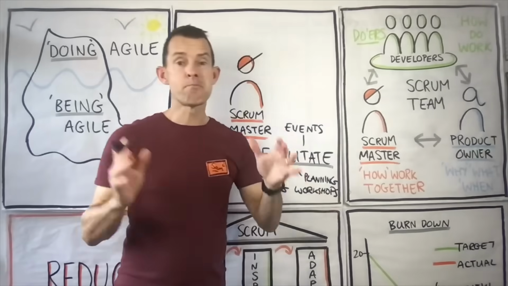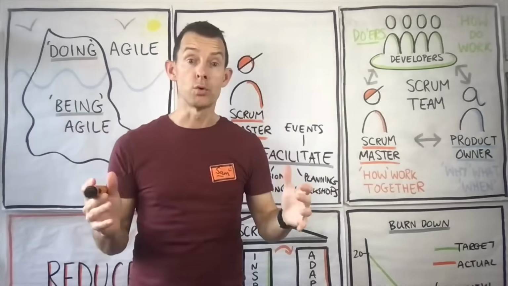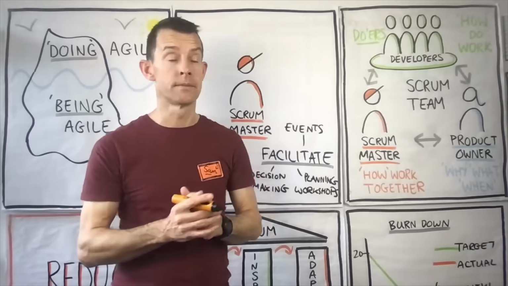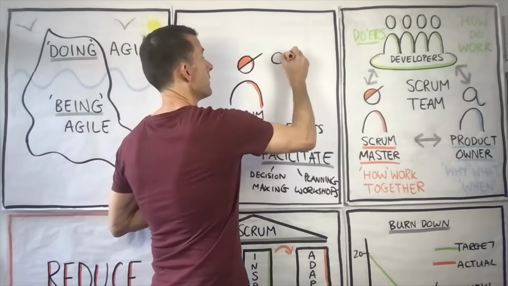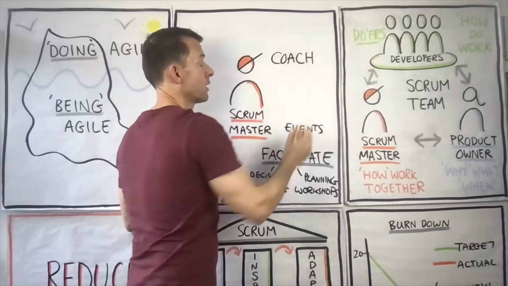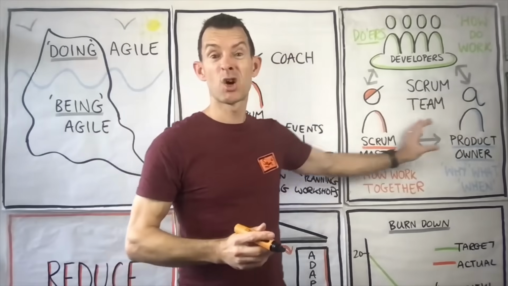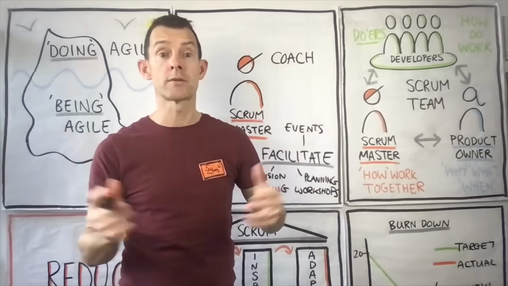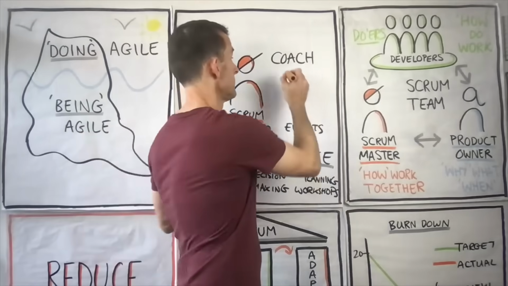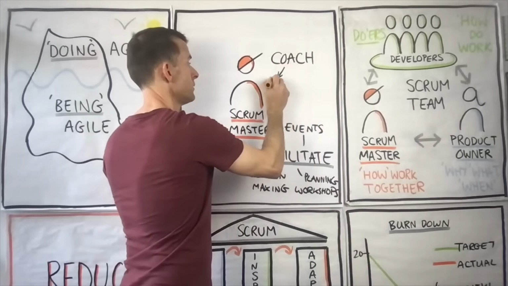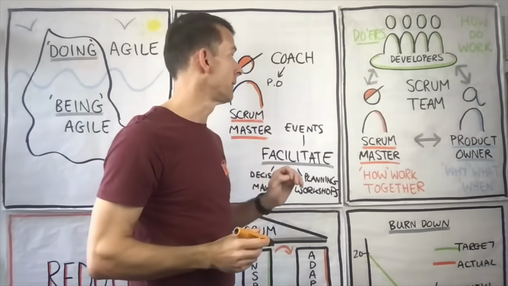The second big part of this job is to coach, and to coach the Scrum team. The Scrum Master coaches the product owner, coaching the product owner in how to work more effectively in Scrum. So that's the first side of what we do as a coach. We're coaching the product owner.